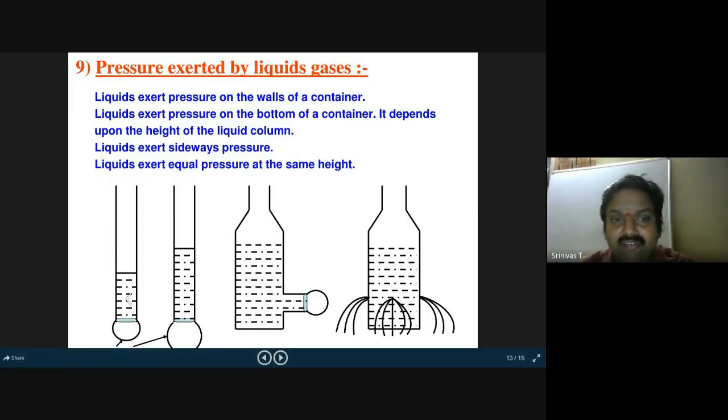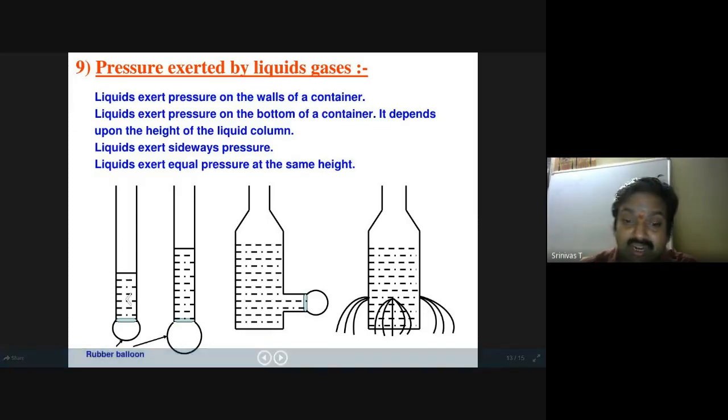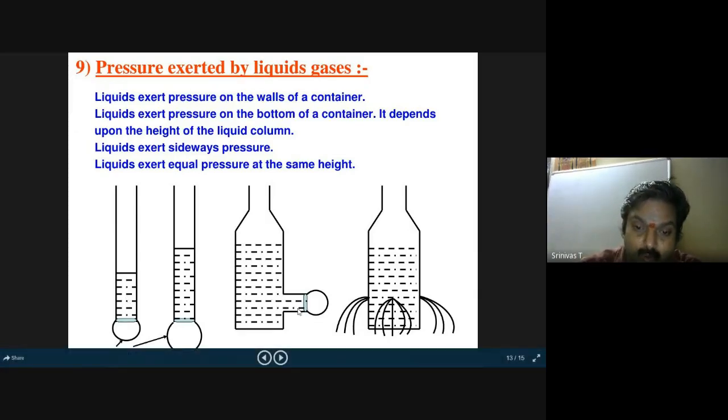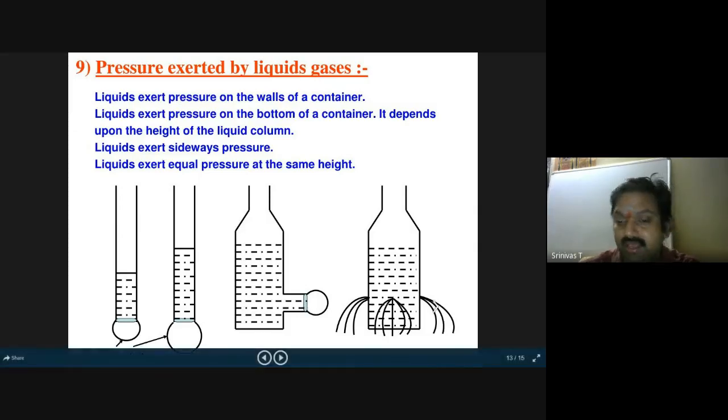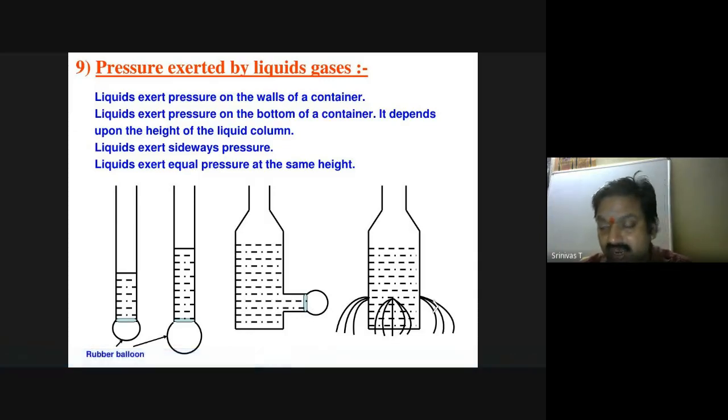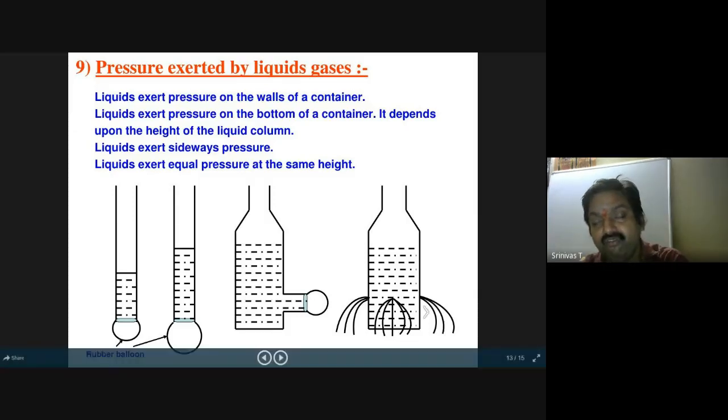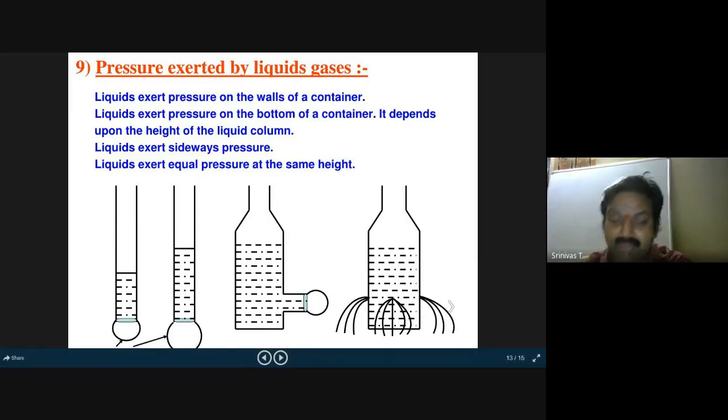Finally, liquids exert sideways pressure, which you can also see over here. If there is an opening here, they exert pressure sideways. And liquids exert equal pressure at the same height. If you make some holes over here, the pressure will be equal at equal levels, that is, at the same height. As a result, the quantity of water that comes out will also be the same.